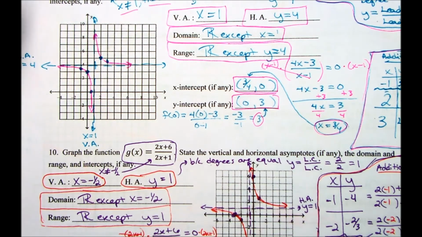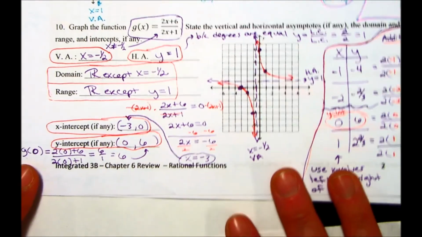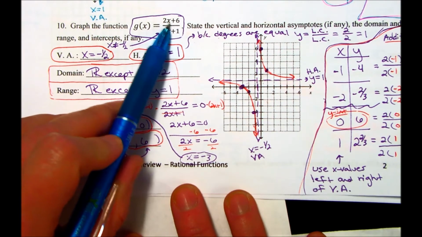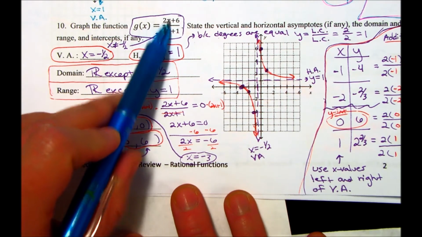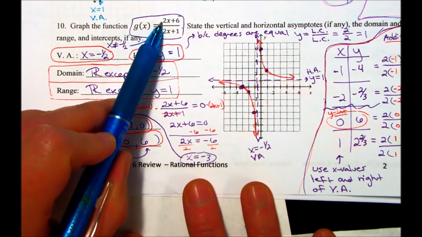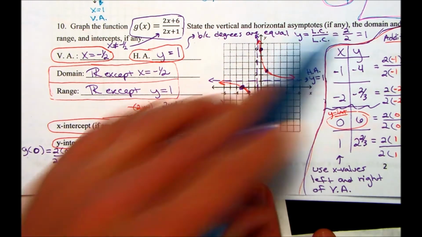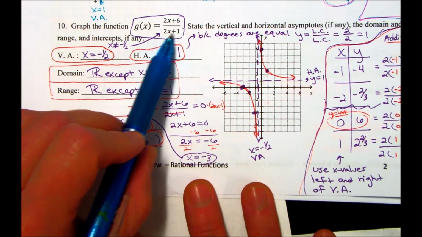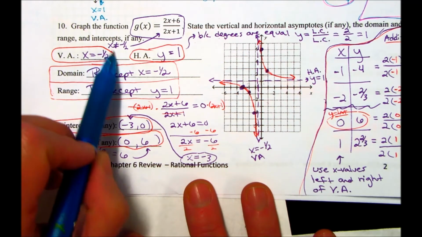And then the last graph, oh no, I think this is the second last. Anyway, the next graph. Again, we have a linear polynomial at the top and a linear expression at the bottom. Since the degrees are the same, your horizontal asymptote is going to be y equals the leading coefficient over the leading coefficient, which in this case is 2 over 2, which would just be 1. If I set my denominator equal to 0 and solve, I would get -1/2. So that's my vertical asymptote, x equals -1/2.